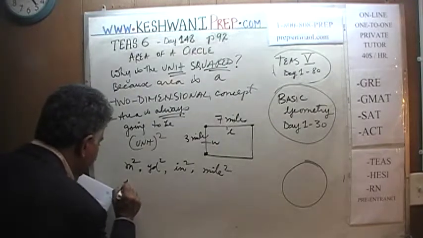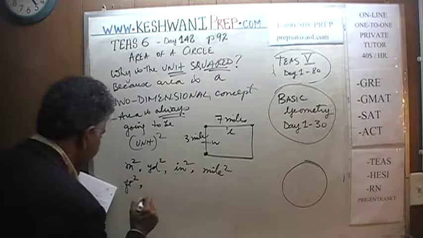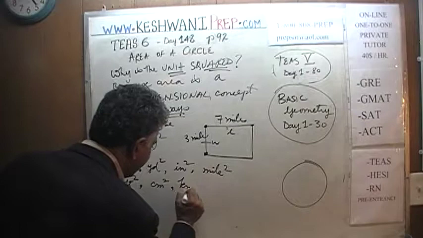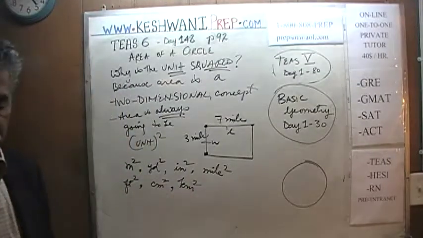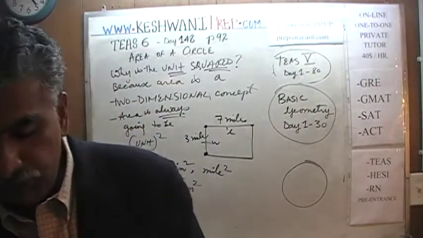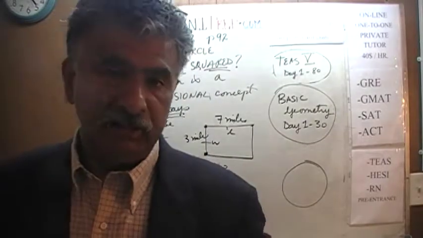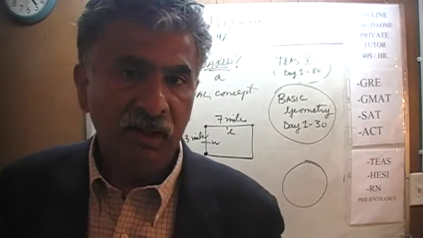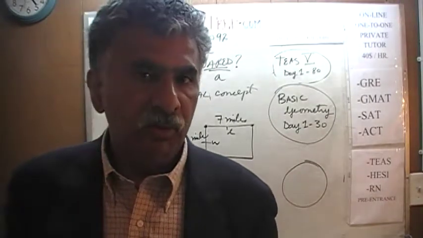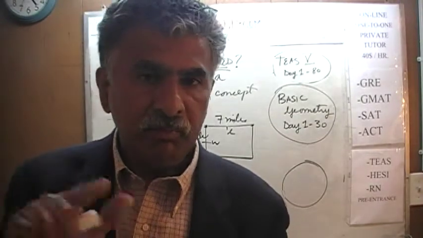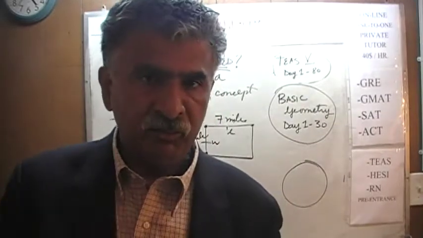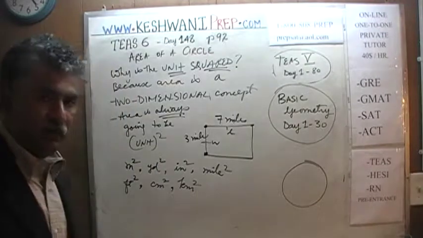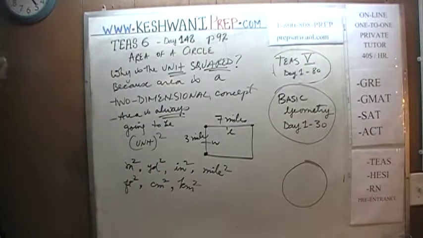If you're measuring in terms of feet, it would be feet squared. If you're measuring in terms of centimeter, it would be centimeter squared. If you're measuring in terms of kilometers, it would be kilometers squared. Whatever the unit happens to be that you're using for length, whether it is inches, feet, yards, centimeter, meter, kilometer, you're going to have to square the unit at the end, because the unit is being multiplied by itself. Meter times meter is meter squared, inch times inch is inch squared, and so on and so forth. Let's do one more problem dealing with the area of the circle.